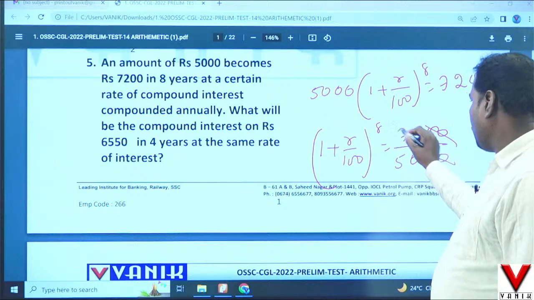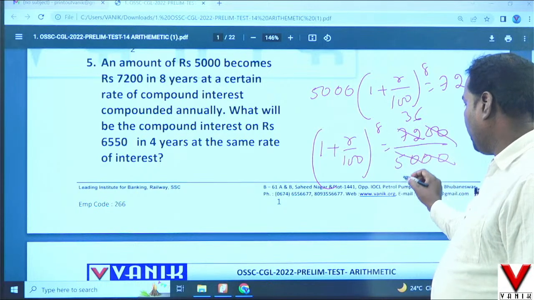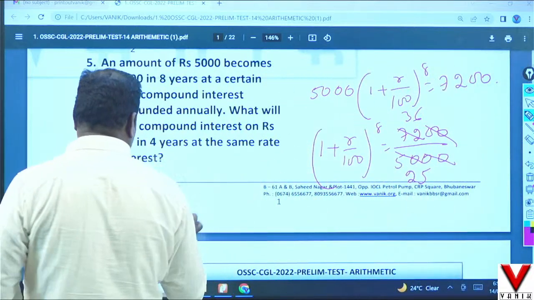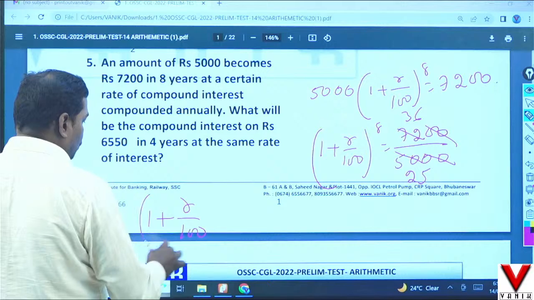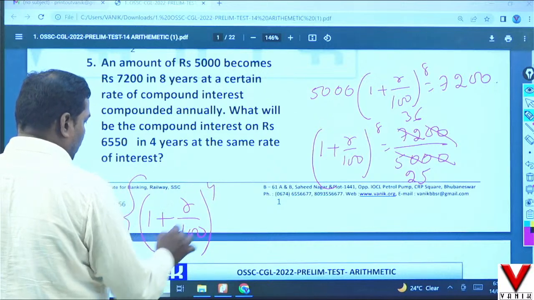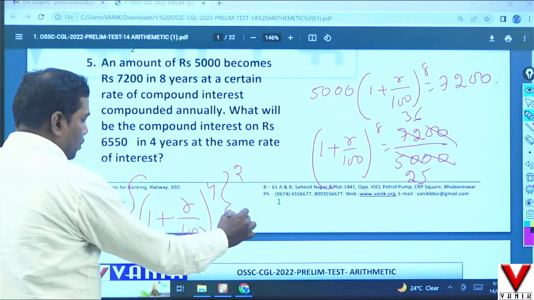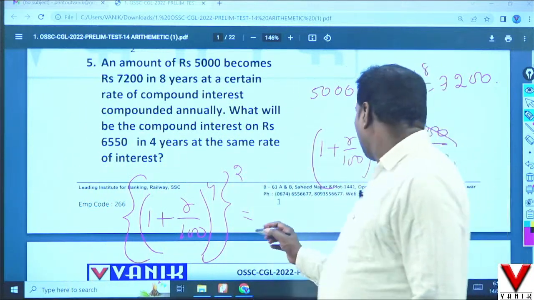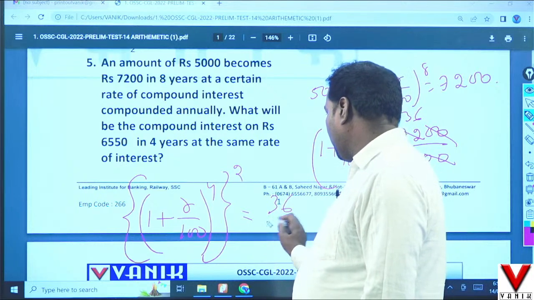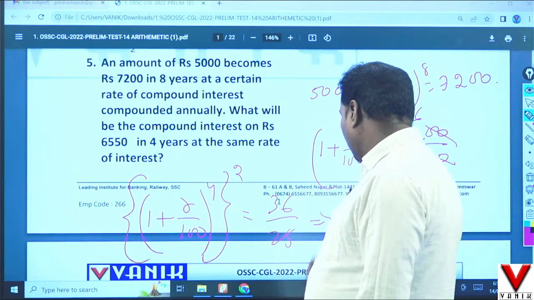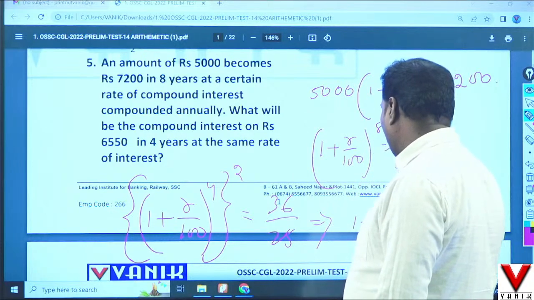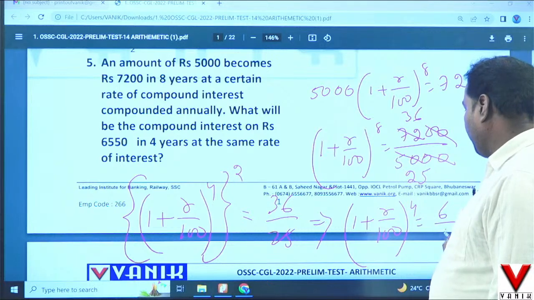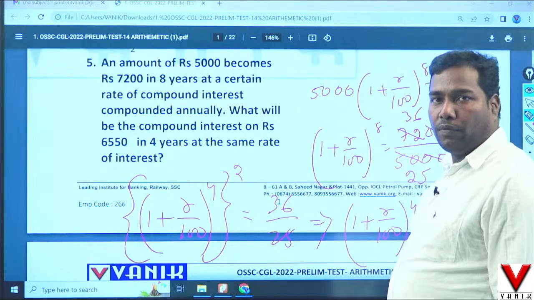The zeros cancel, 72 over 50, which gives 36 over 25. So I can write ((1 + r/100)^4)^2, that means (1 + r/100)^8 is equal to 36/25. In another way, (1 + r/100)^4 is equal to 6/5, taking the root of 36/25, which is 6/5.